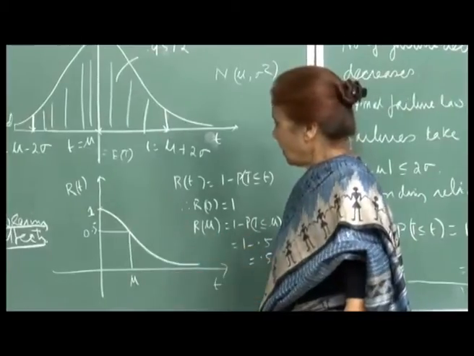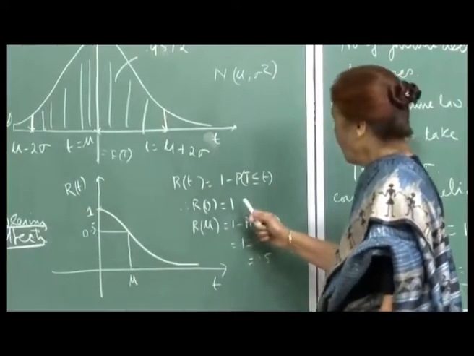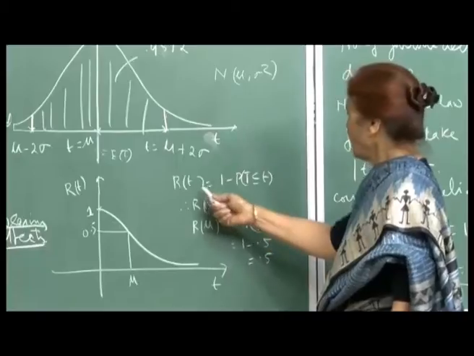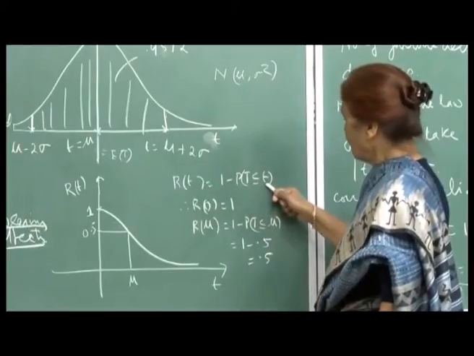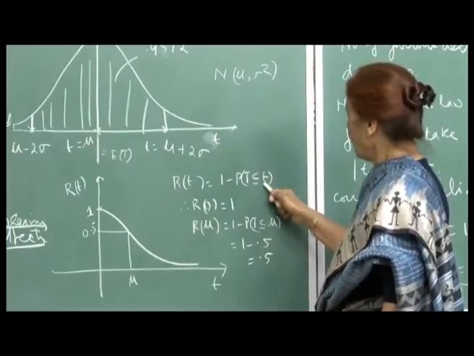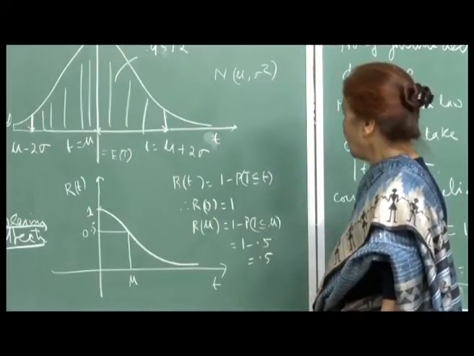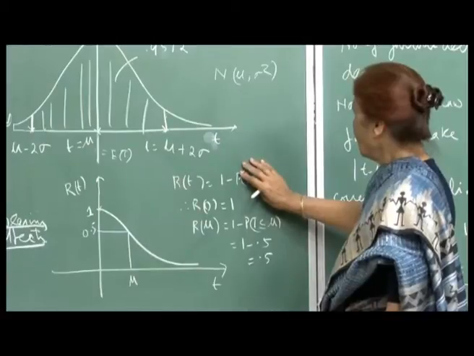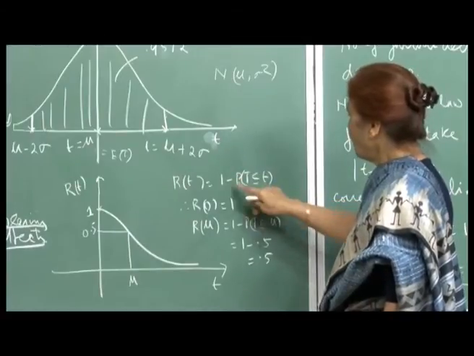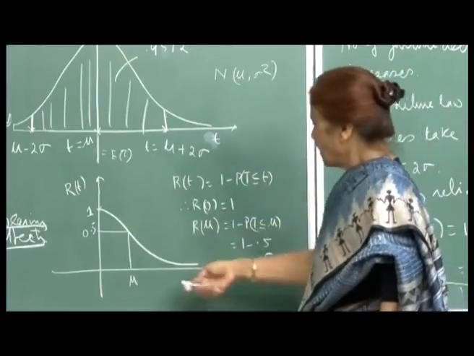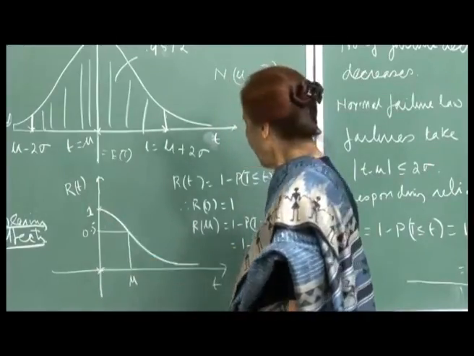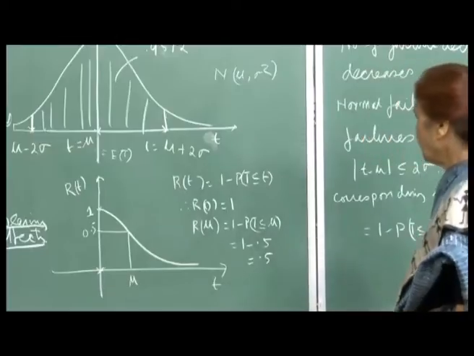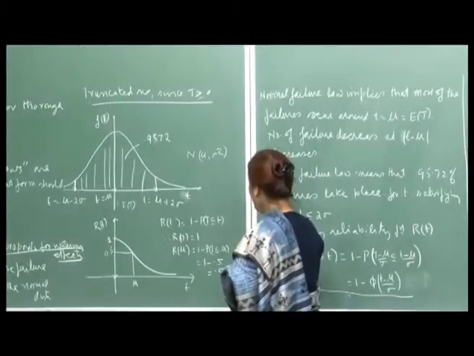axis, then it will be something like this. So, at t equal to 0, your probability that t is less than or equal to 0 is 0, right, because t takes only non-negative values. So, this probability is 0 at t equal to 0, and so R of 0 is equal to 1.